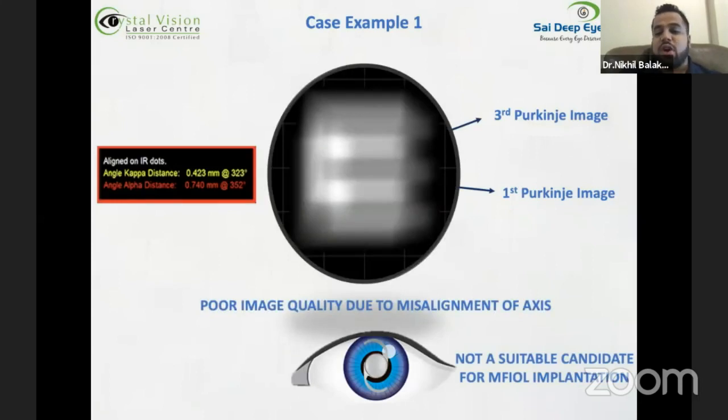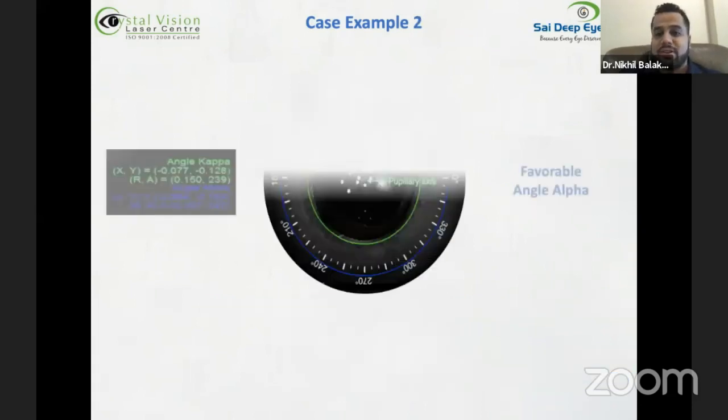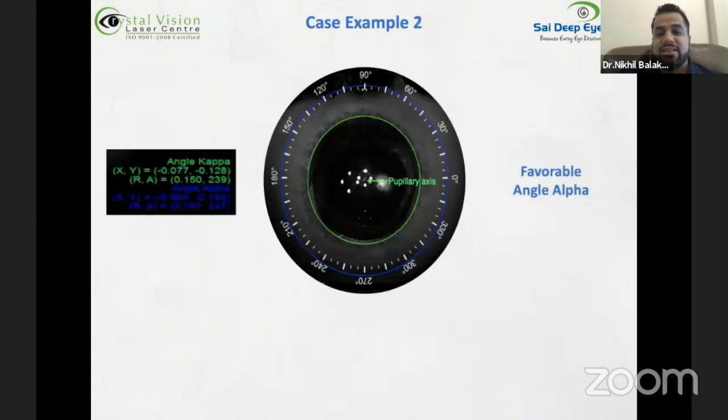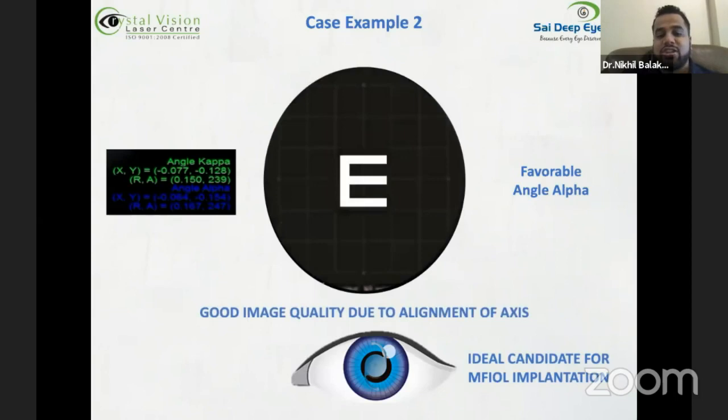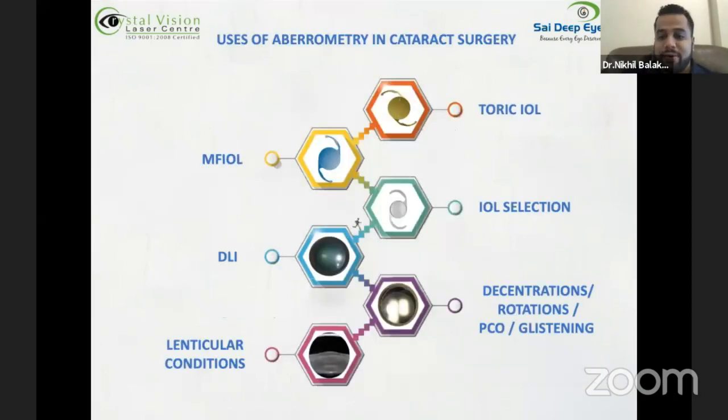And so this patient was not suitable for MFIOL implantation and had a poor image quality due to the misalignment of the axis. Here, this patient has the first and the third Purkinje images so close to each other, with an angle alpha of just 0.1. That is a good angle alpha, and hence is an ideal candidate for MFIOL implantation and would have a good amount of image quality post the MFIOL implantation.